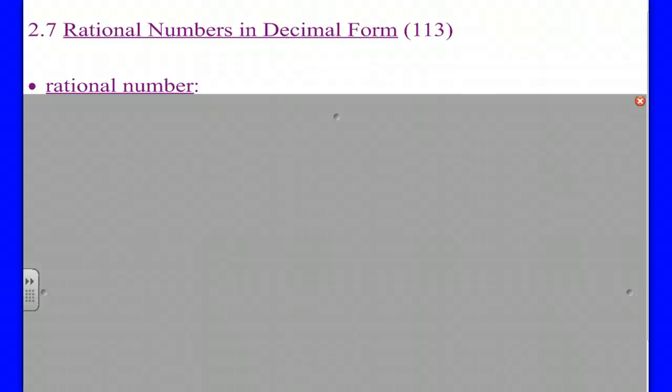Okay, so we are in the last section of chapter 2. We're talking about rational numbers now in decimal form. So we're moving from just using fractions to decimals. That's where we're headed. So what is a rational number? A rational number, Brian?